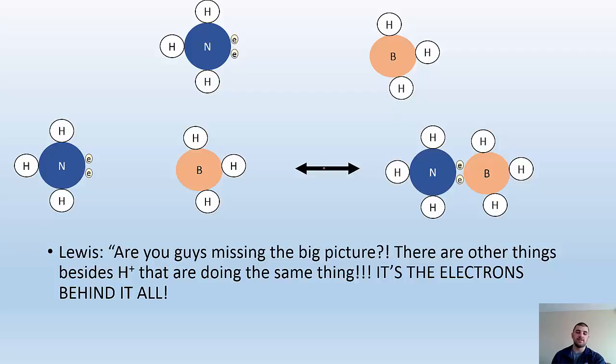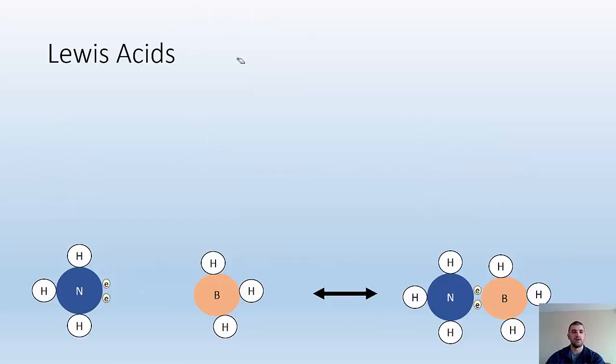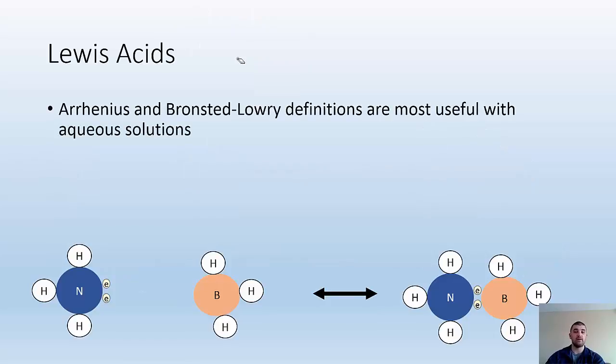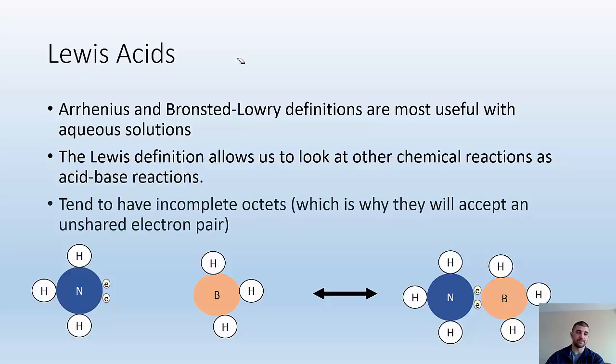Anyway, so Lewis is looking at the fact that, hey, it doesn't have to be H plus that's being attracted to the lone pair of electrons. It could be other things. And what this does is it helps us generalize our definition. We can look at other chemical reactions as if they're acid-base reactions. So Arrhenius and Bronsted-Lowry are most useful when we're looking at aqueous solutions, which is what we pretty much have been doing mostly. But the Lewis definition will allow us to look at other chemical reactions as acid-base reactions.